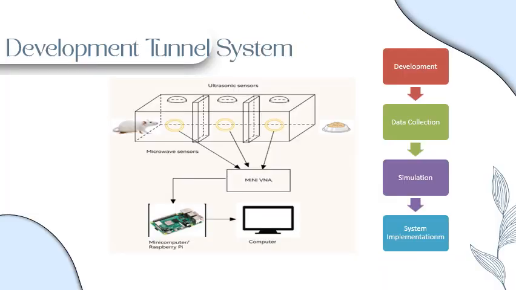So in this project, we will develop a tunnel system in 3 stages. To mimic the human skin, we start with the use of mice. We will put a micro sensor on the side of these 3 stages. So the mice will go through this tunnel, and the mini VNA will collect the data and pass it to the microcomputers, Raspberry Pi, and to the computers. So starting from the development into data collection, we run simulation and system implementation.